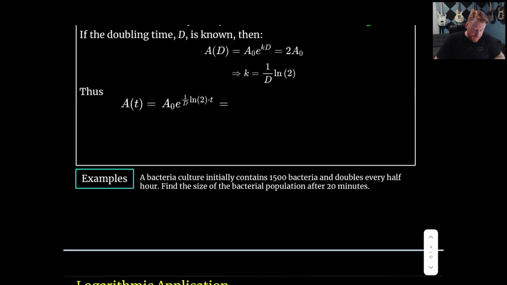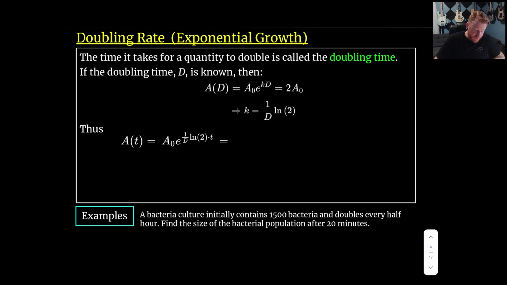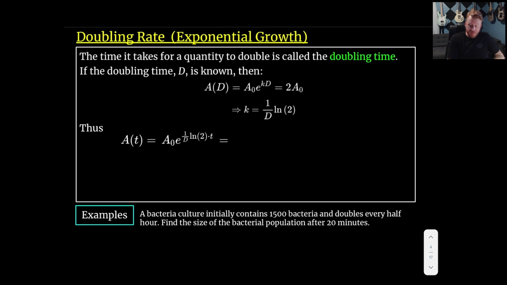All right, taking a look at this example here, similar to the previous one, we had a half-life. This is a doubling rate. So now we're not talking about a quantity being cut in half at some interval. Now we're talking about some quantity doubling at some regular interval. So the time it takes for a quantity to double is called the doubling time. And I'm going to represent the doubling time with just this variable d so that we can keep track of it a little more easily here.